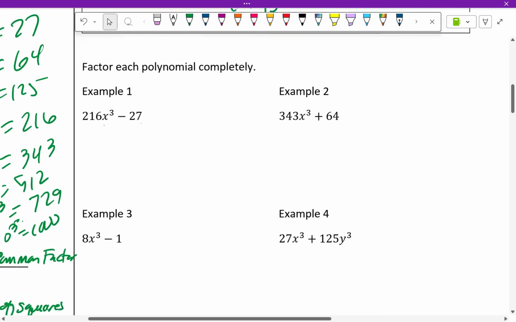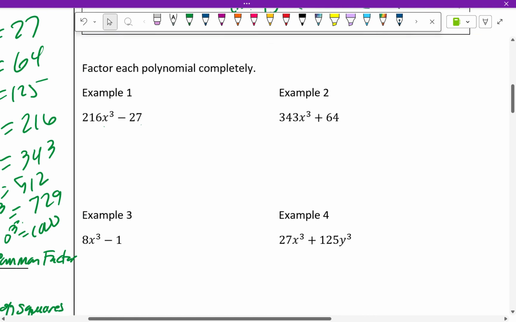All right, so it says we have to factor each polynomial completely. First thing I'm going to look for is if I have a greatest common factor. So in that first one, do I have a greatest common factor?